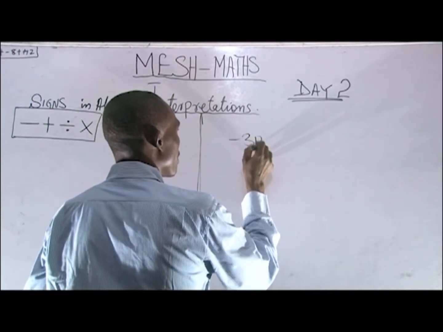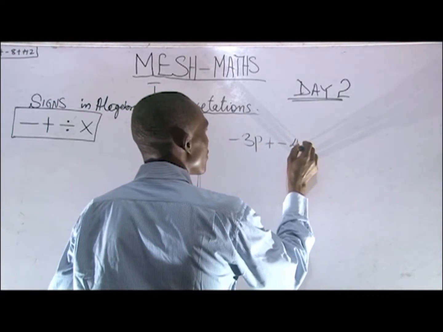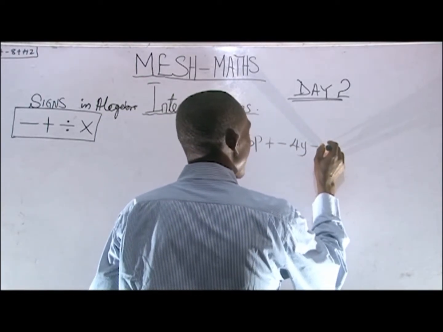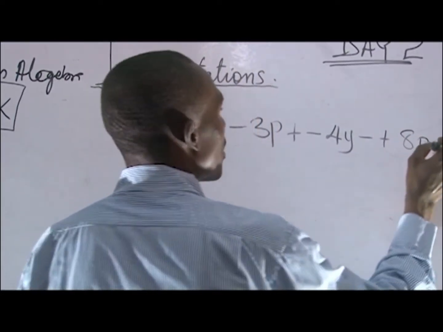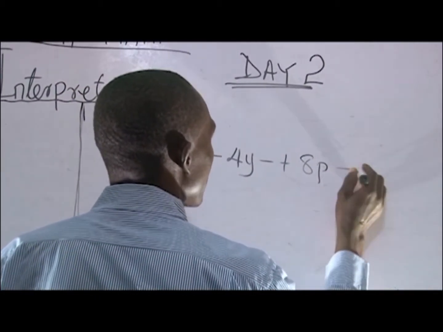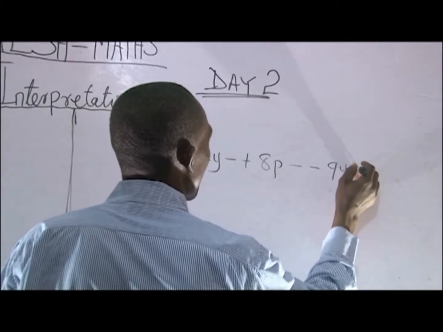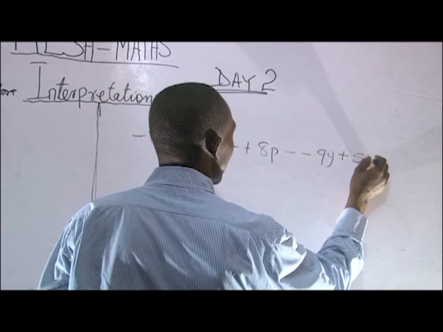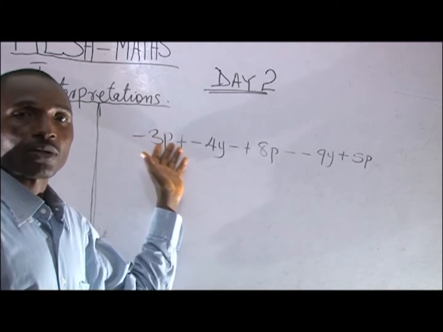Minus 3P plus minus 4Y, minus plus 8P, minus 9Y, plus 5P. You see that? I know you must have come across this.